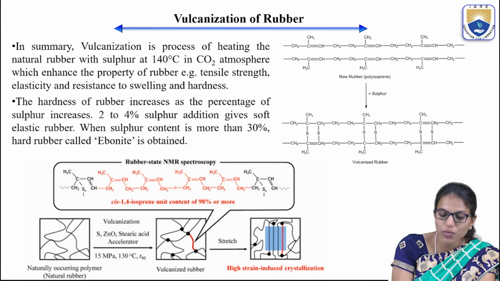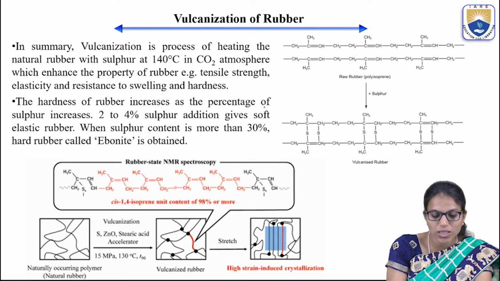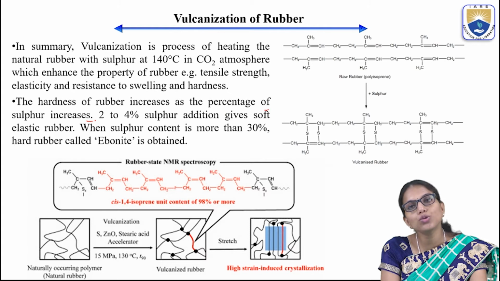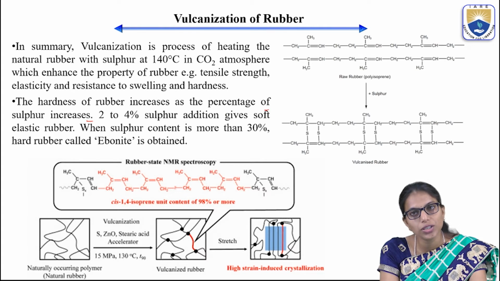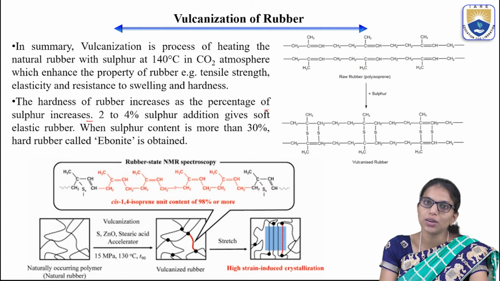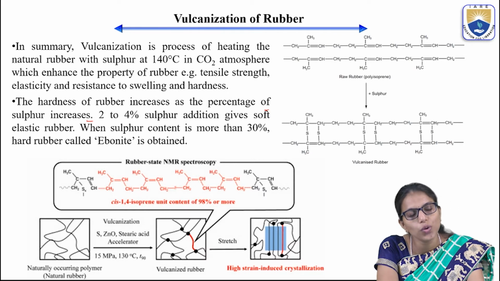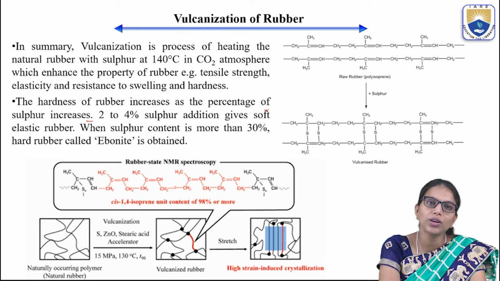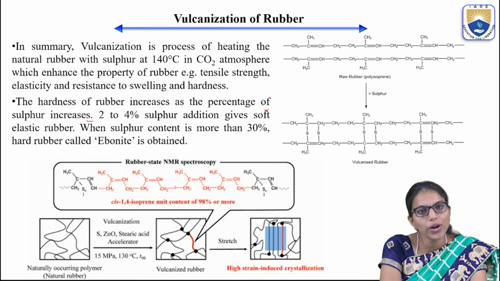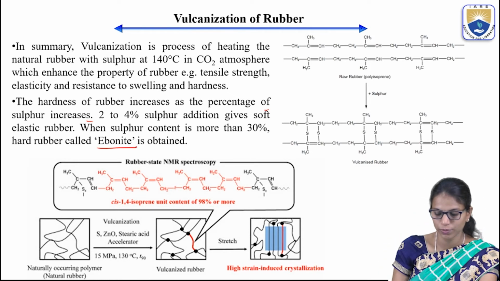The hardness of a rubber increases as the percentage of sulfur increases, and 2 to 4% sulfur addition gives soft elastic rubber. When sulfur content is more than 30%, hard rubber, which is called ebonite, is obtained.